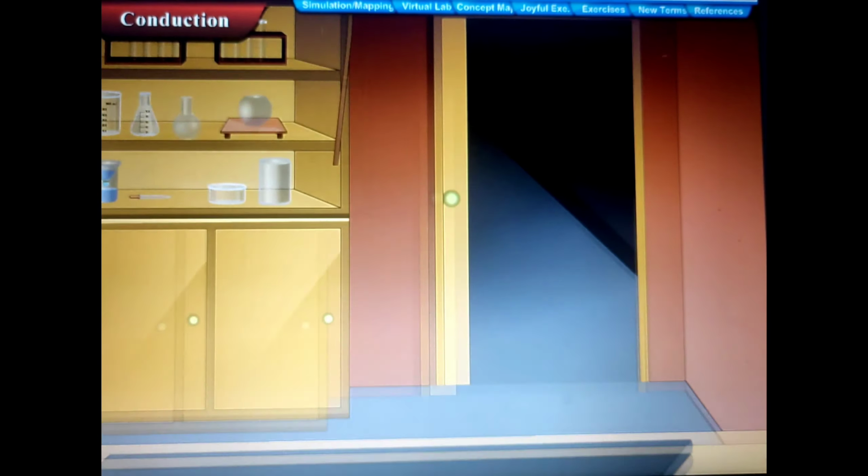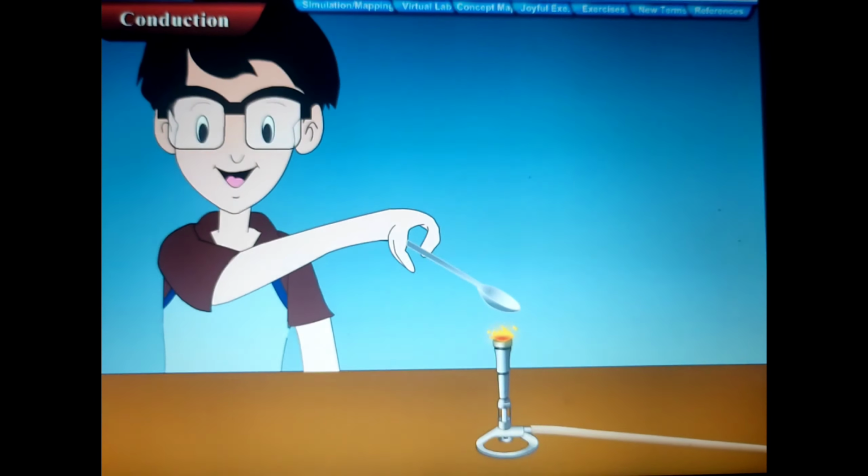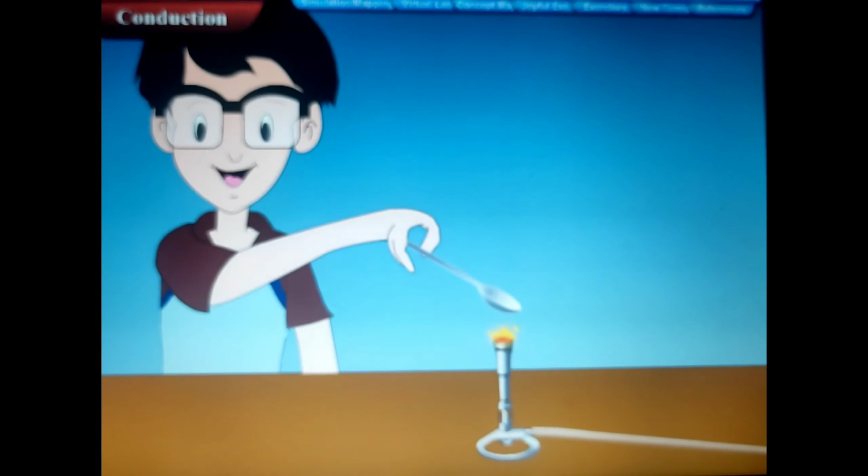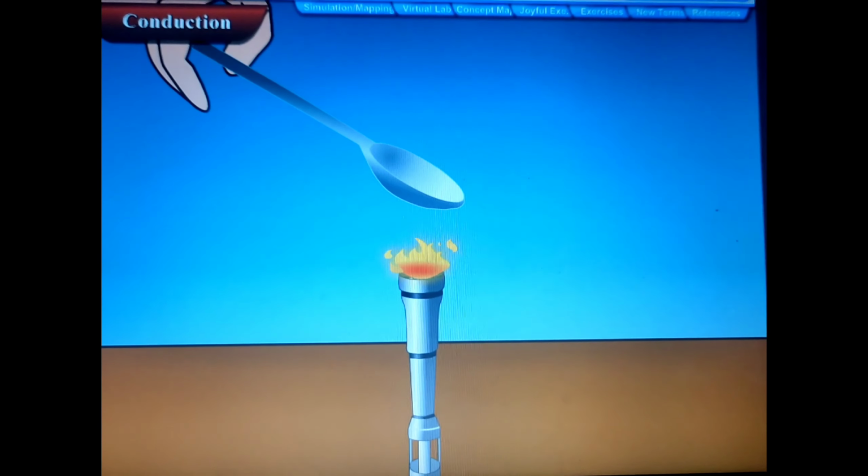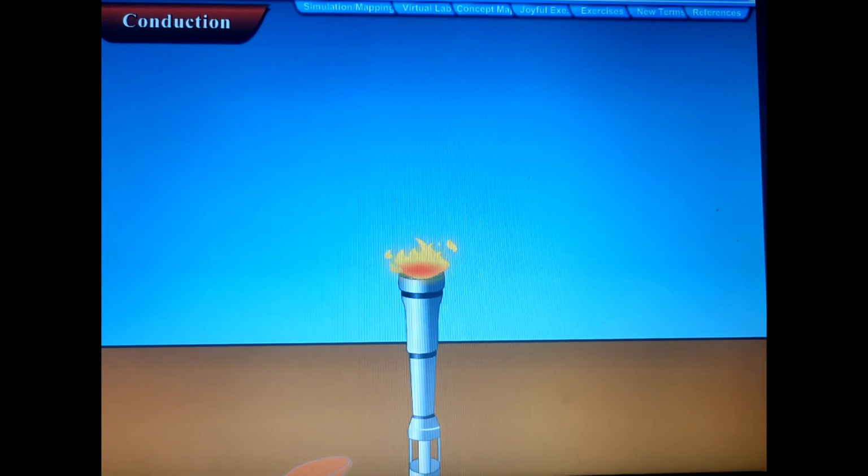Conduction. If we heat one end of a steel spoon by keeping it over a gas burner, we find that its other end also becomes hot after a while. In this case, heat is transferred from the hot end of the spoon to its cold end by conduction. The transfer of heat by the process of conduction takes place only in solids.